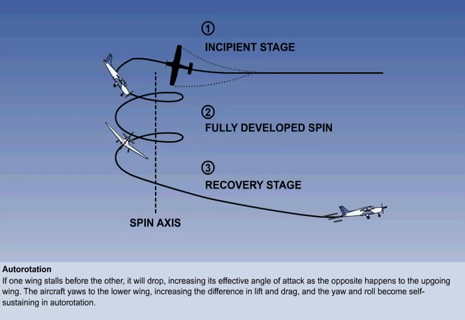As already mentioned, if at the critical angle more lift is lost from one wing than from the other, it will drop. The relative airflow will now be inclined upwards, increasing its effective angle of attack. As the aircraft rolls, the upgoing wing has a reduced angle of attack and remains less stalled than the other wing. The asymmetry of lift increases as the aircraft yaws towards the low wing, accelerating the outside wing and decelerating the inside one. The aircraft is now said to be in the self-sustaining state of autorotation.